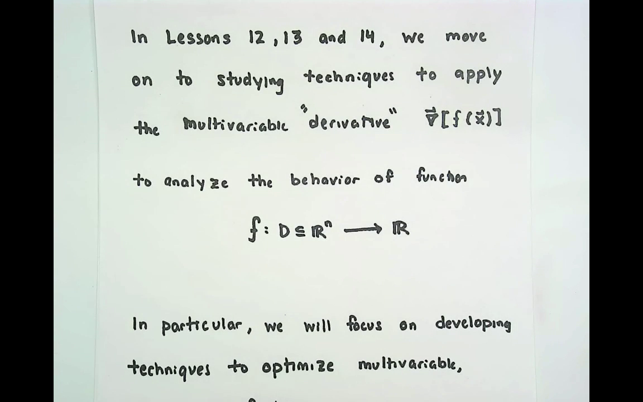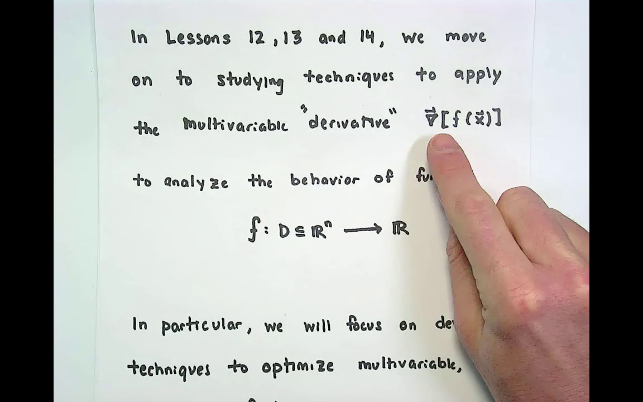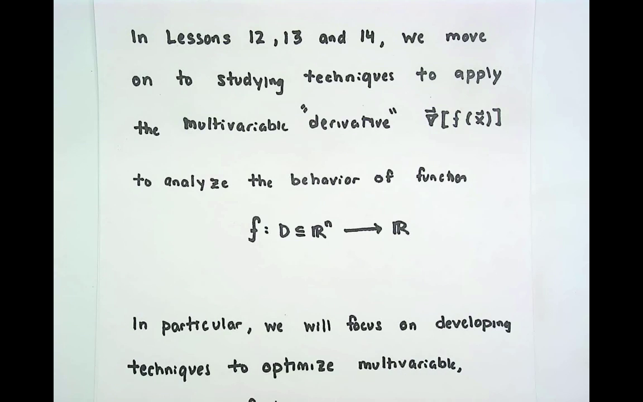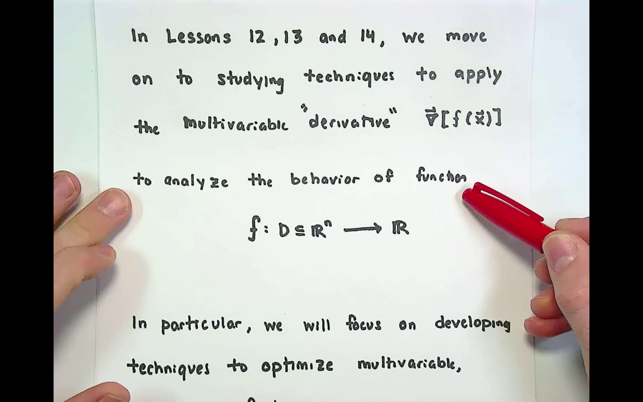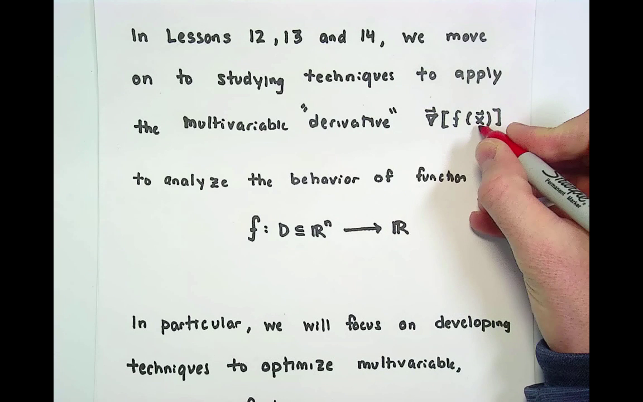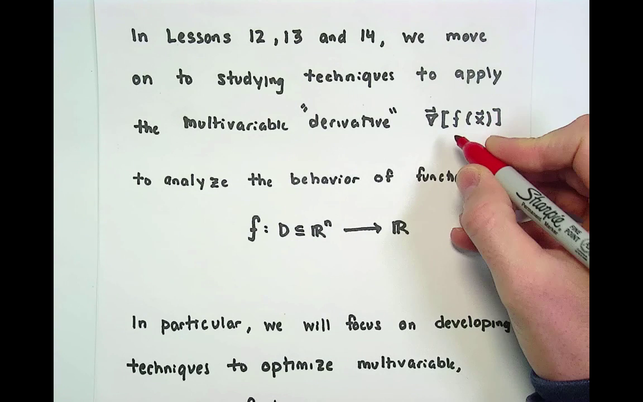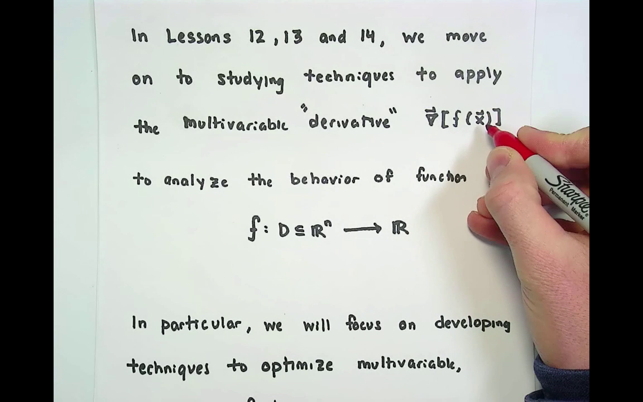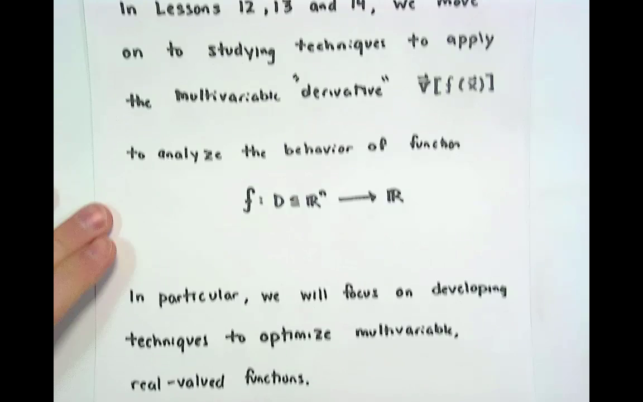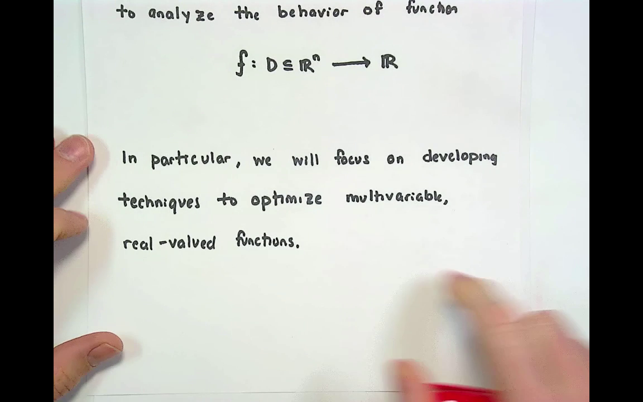Now that we have that under our belt, in Lessons 12, 13, and 14, we're going to move on to studying techniques to apply the multivariable derivative, the gradient of some multivariable function, and we're going to analyze the behavior of the function using this gradient. Notice this is a vector-valued output. This is kind of a more advanced method of saying that f is indeed multivariable by just putting vectors on the inside.